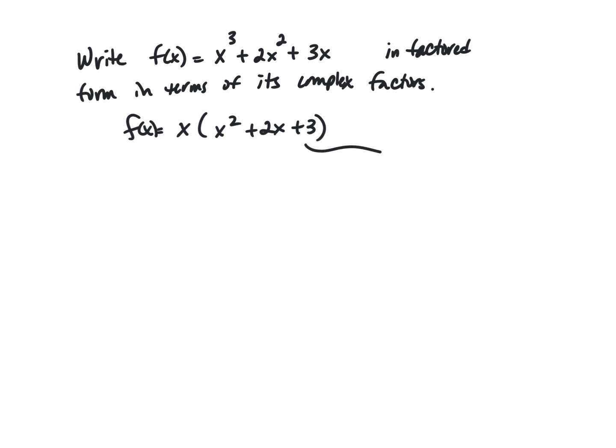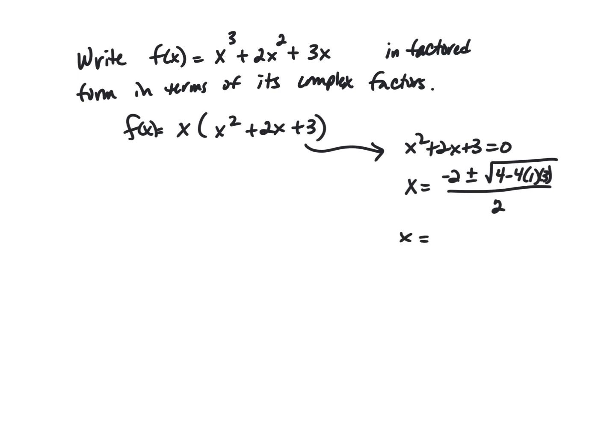So I need to go off here to the side, and I need to solve this x squared plus 2x plus 3 equals 0 to find its complex solutions. So that's going to be the quadratic formula or completing the square, and I'm going to choose to do quadratic formula. So that's negative 2 plus or minus the square root of b squared minus 4ac all over 2a.